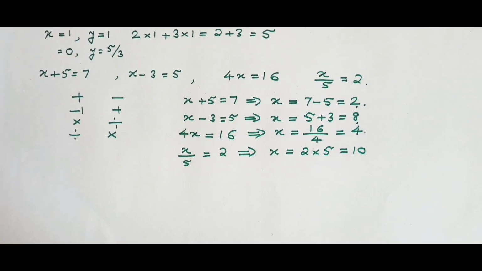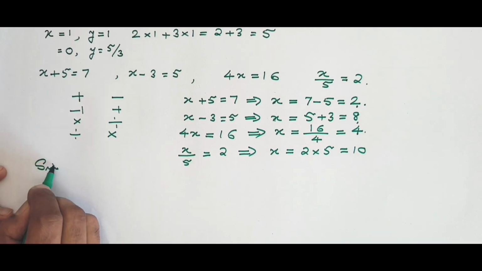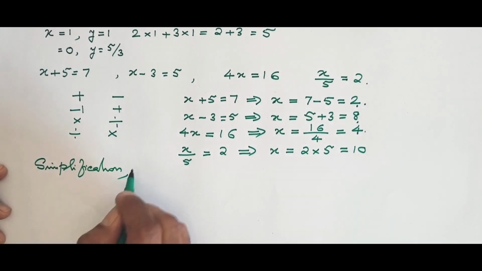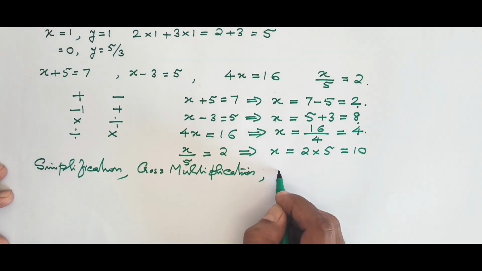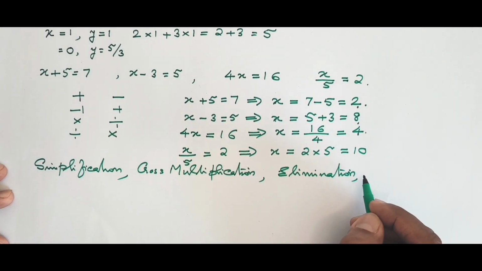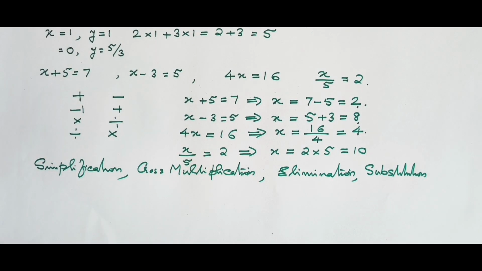Now there are different methods to solve an equation. Some of them are simplification, cross multiplication, elimination, substitution, and then there are a few other methods also. Which method to use when depends on the problem given to us. Today I'll be mostly dealing with the first two, simplification and cross multiplication, because elimination and substitution normally we need to use when there are two equations and two variables, which I'll be covering in my next video.